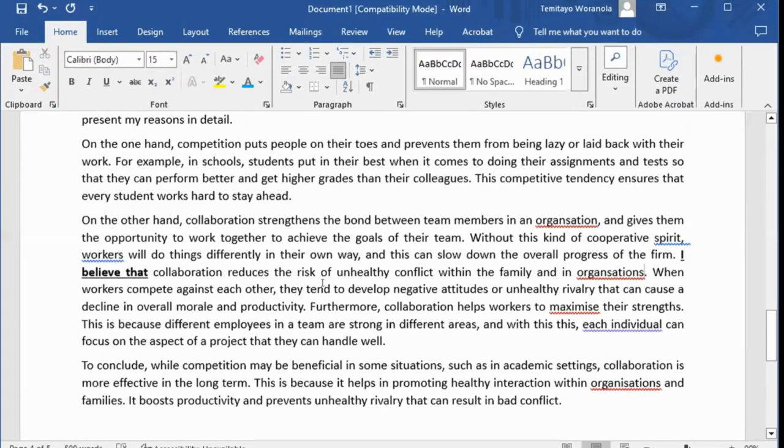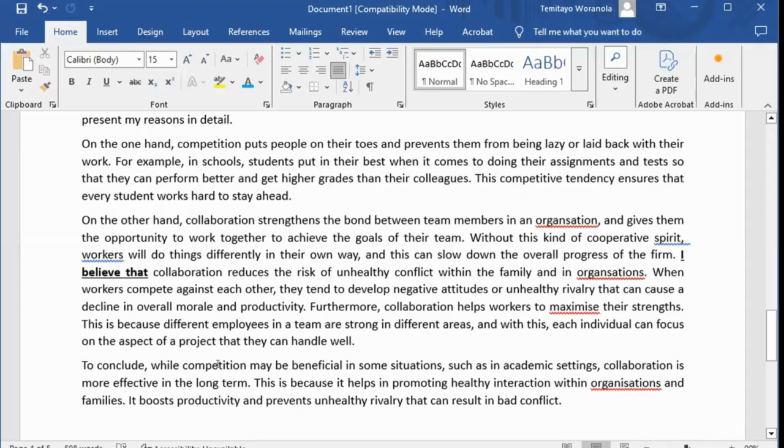When workers compete with each other, they tend to develop negative attitudes or unhealthy rivalry that can cause a decline in overall morale and productivity. Furthermore, collaboration helps workers to maximize their strengths. This is because different employees in a team are strong in different areas. And with this, each individual can focus on the aspect of a project that they can do well. That's paragraph 3. Okay, and then final paragraph, conclusion.